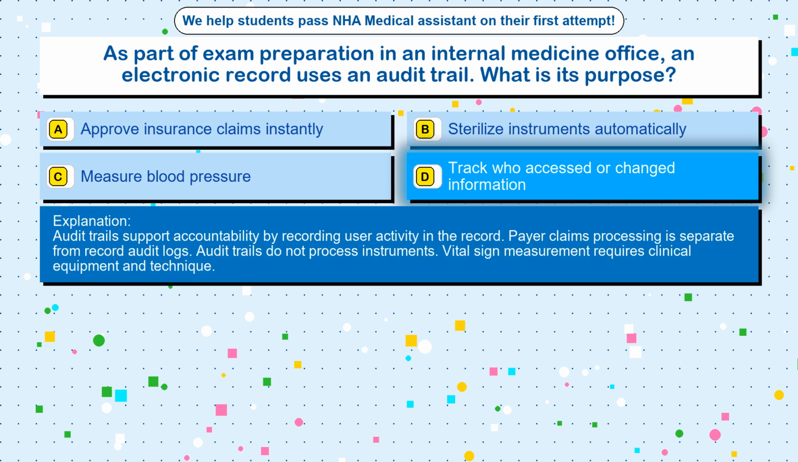Audit trails support accountability by recording user activity in the record. Payer claims processing is separate from record audit logs. Audit trails do not process instruments. Vital sign measurement requires clinical equipment and technique.